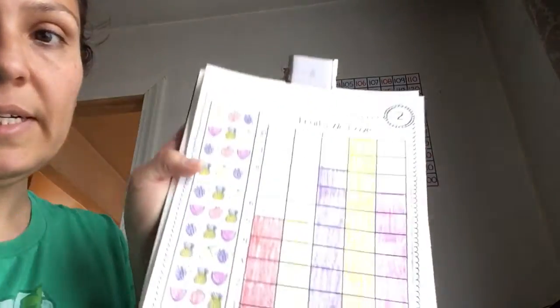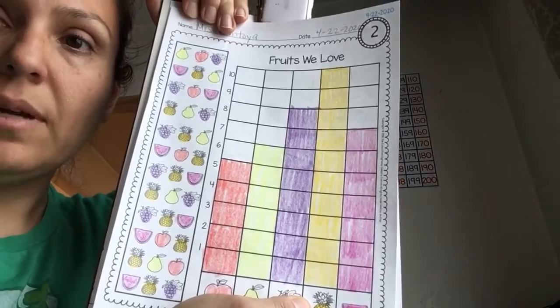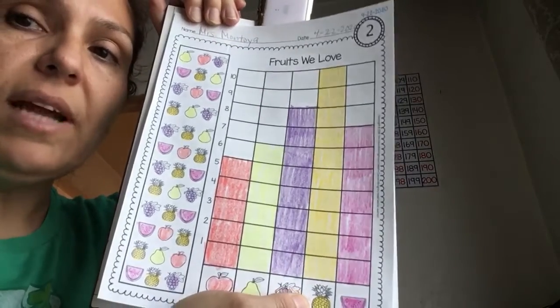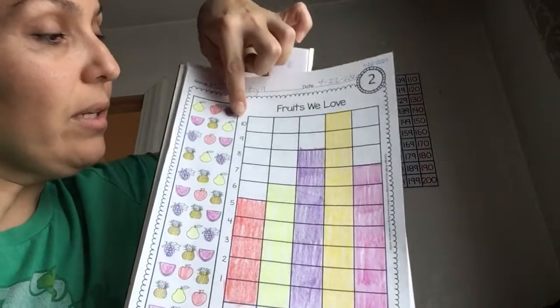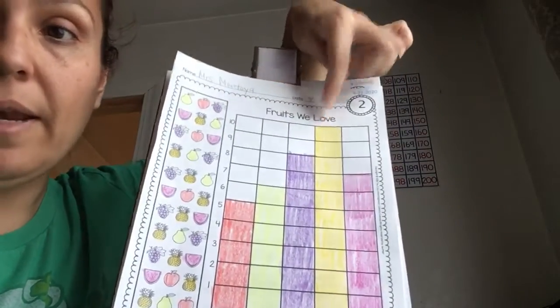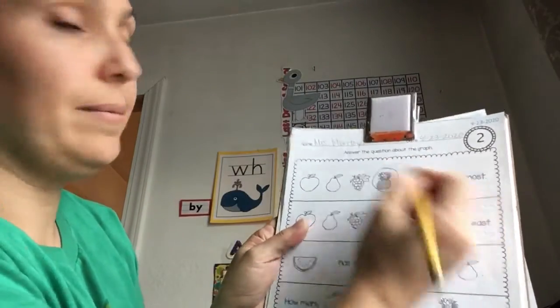Oh, we can clearly see that the pineapple has the most. We don't even have to look at the number. We just know that it has the most. But if we were to record the number, we would be recording the number 10. So let's circle the pineapple.